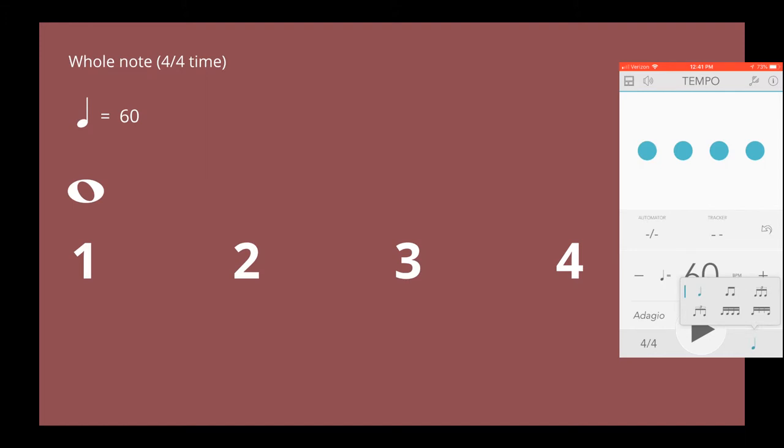You can set it to eighth notes here. You can come over here and set it to 16th notes. There's triplets and stuff, but let's not worry about that right now. Let's just set it to quarter notes. You can see that the quarter note equals 60, so there are 60 beats per minute. I'm going to start the metronome at 60 BPM.